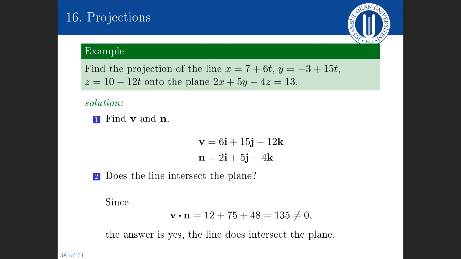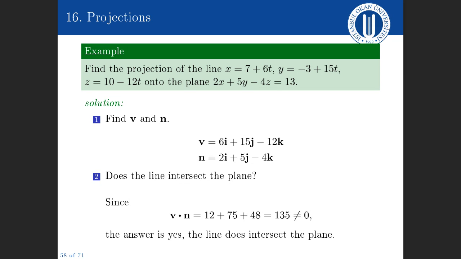To finish this lesson, I'm going to do some examples. Find the projection of this line onto this plane. Step 1, find v and n. You know how to do this now. Step 2, does the line intersect the plane? In other words, I'm asking, is the line parallel to the plane? So what we do is we calculate v dot n and we find that we don't get 0. We get a number which is not 0.